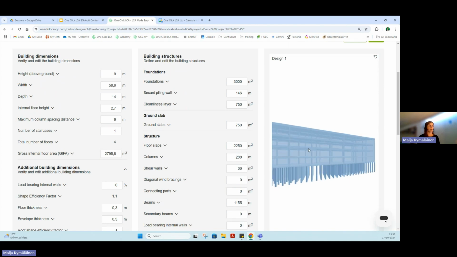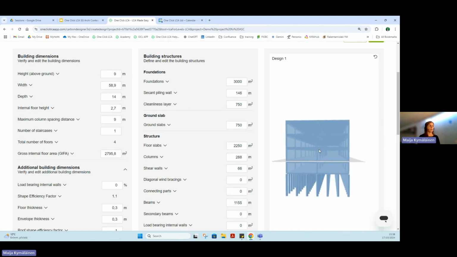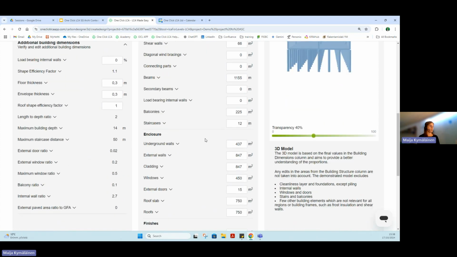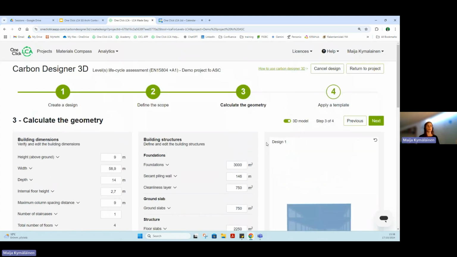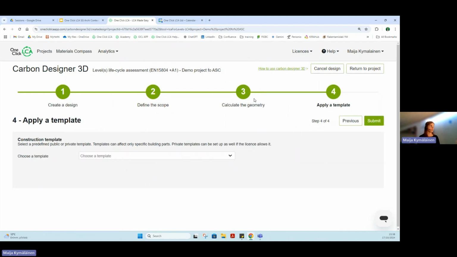So this is something that we use in Carbon Designer. So everything is input in areas. So these are also editable. So you can choose to edit amount of walls, for example, or whatever. And when you're happy, just click next.